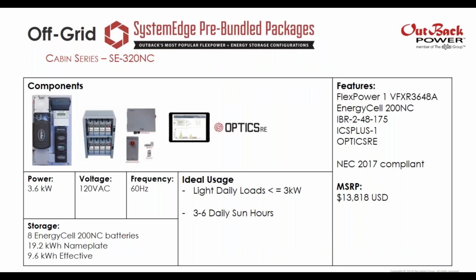And so let's look at one of those. That's the SE320NC. So again, pretty minimalist system. You've got an FP1 with our VFXR 3648A inverter on it. So that's a 3.6 kilowatt battery inverter. It's got an FM80, so that'll take about 4 kilowatts worth of PV, and that's coming with a 2-shelf battery rack and 8 of the Energy Cell 200NC batteries. That gives you a little less than 10 kilowatt hours a day of usable energy storage.